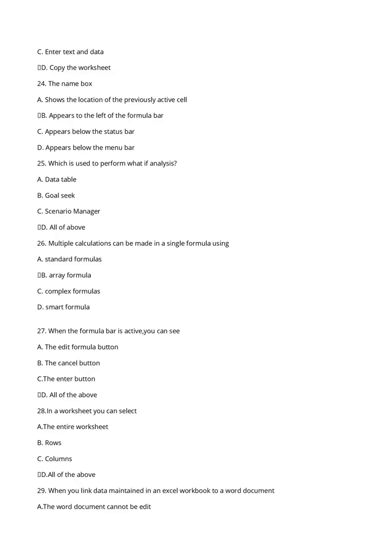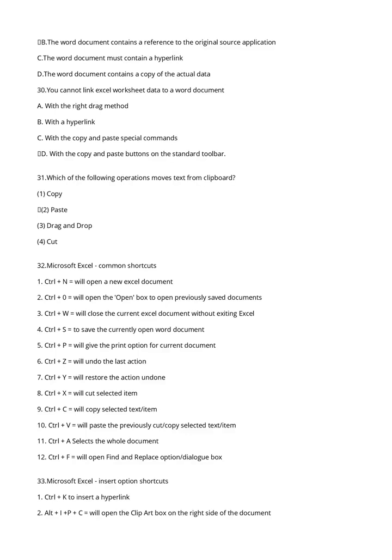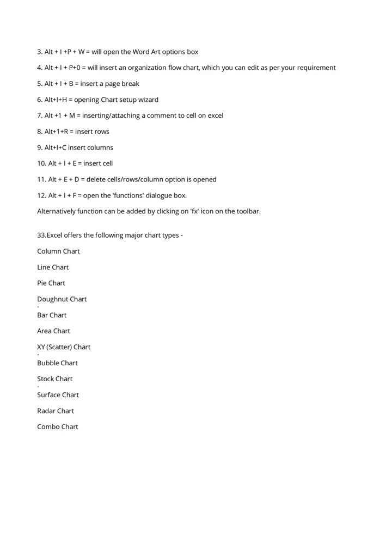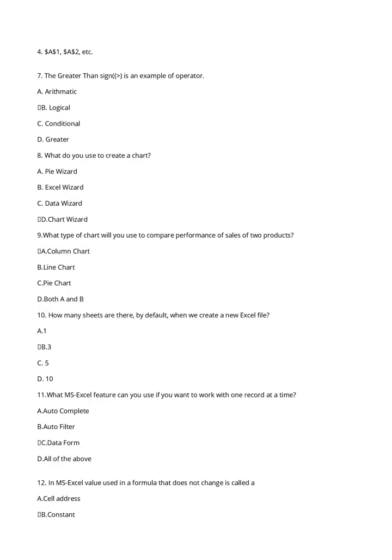11. What MS Excel feature can you use if you want to work with one record at a time? A. Autocomplete, B. Autofilter, C. Data form, D. All of the above. 12. In MS Excel, a value used in a formula that does not change is called a: A. Cell address, B. Constant, C. Function, D. None of these.